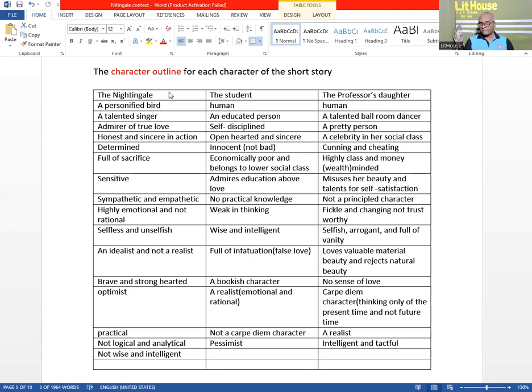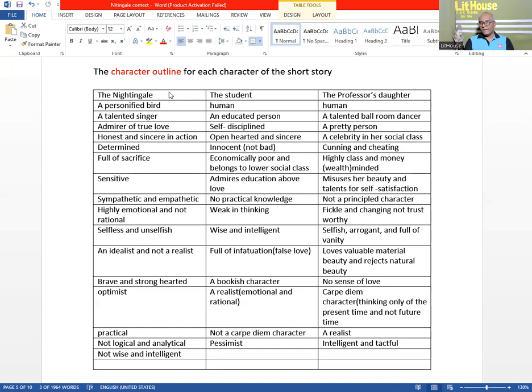Admirer of true love. The nightingale admires true love. Honest, sincere in action. The nightingale is an honest character, sincere character, open-hearted in her action. In whatever she does, she is an honest person. There is no pretense. There is no falsehood. No lies, friend. Honest and sincere in action.